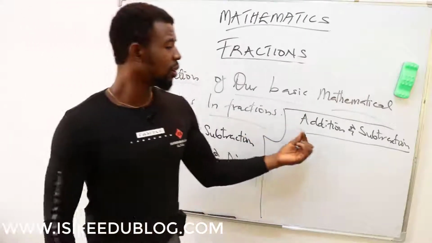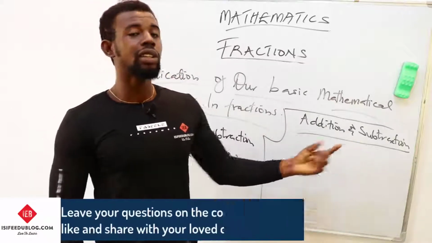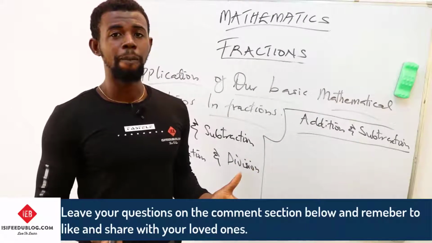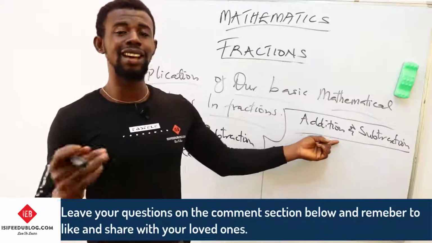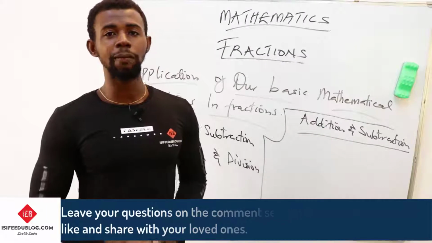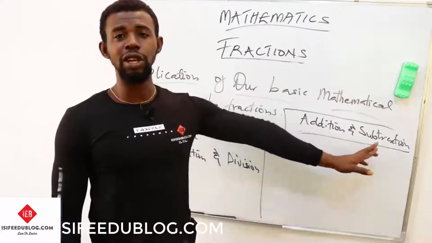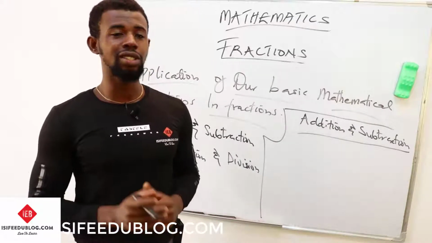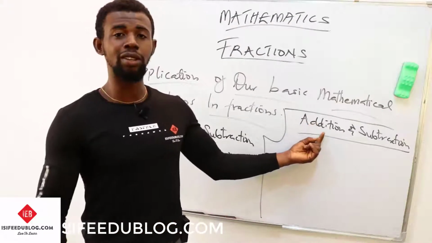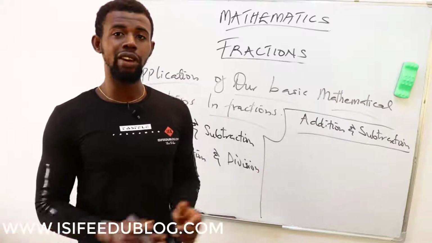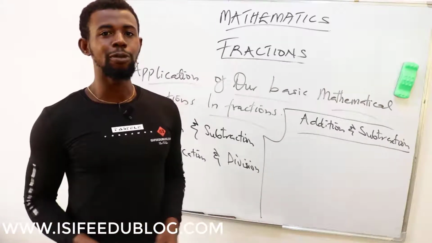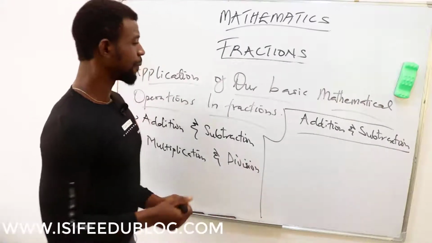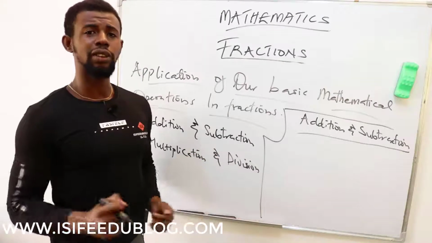Now the procedure of adding and subtracting, not just in fractions, but in mathematics as a whole, is the same thing. In mathematics, addition and subtraction have equal strengths. It's just that they are like plus and minus. They are moving in opposite directions, but their strength is basically the same. Now let's see how we add and how we subtract fractions.